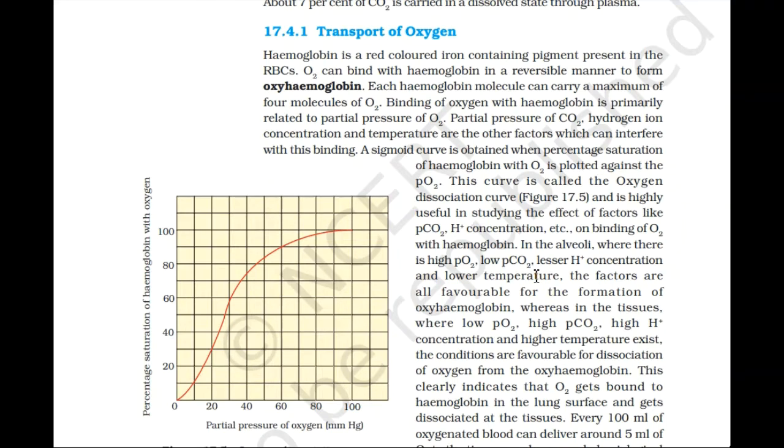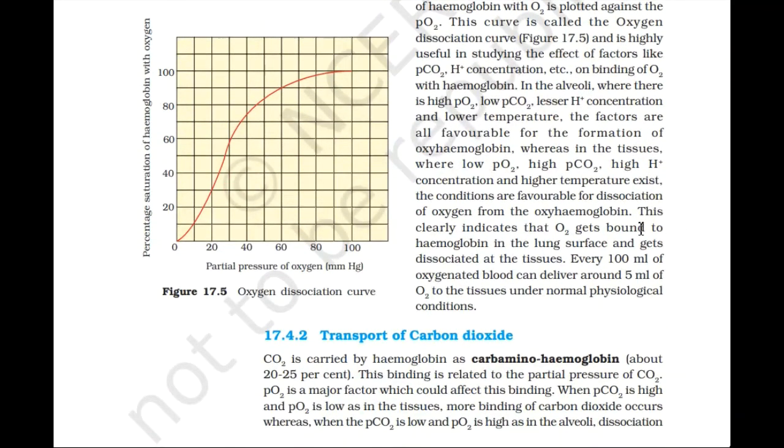Whereas in the tissue, where there is low pO2, high pCO2, high H plus concentration and high temperature, these oppose the formation of oxyhemoglobin. It is favorable for dissociation of oxygen from the oxyhemoglobin. This clearly indicates that oxygen gets bound to hemoglobin in the lung surface and gets dissociated at the tissue. Every 100 ml of oxygenated blood can deliver around 5 ml of oxygen to the tissue under normal physiological conditions.